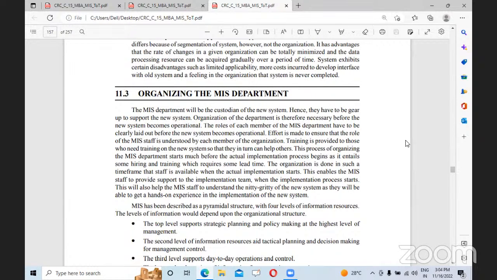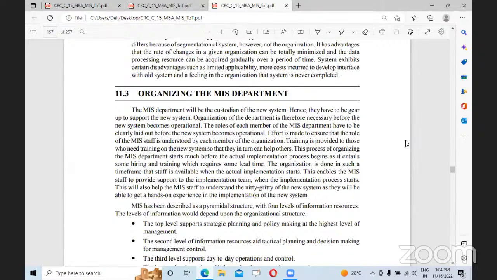Organization of the department is therefore necessary before the new system becomes operational. The roles of each member of the MIS staff have to be understood by each member of the organization.